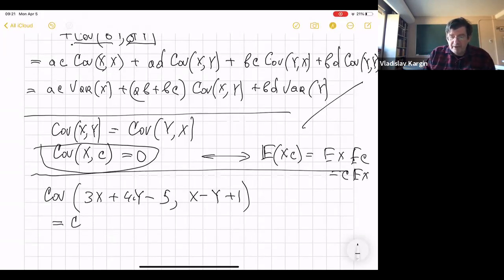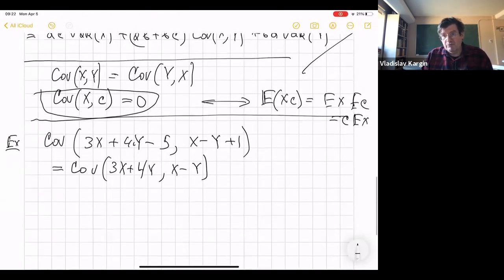Now, okay, so we will continue. So this is an example. We continue that this is equal to covariance of 3X plus 4Y minus Y, ignore the constants, with X minus Y. So the first thing that I did, I forgot about the constants because they don't matter in the calculation.